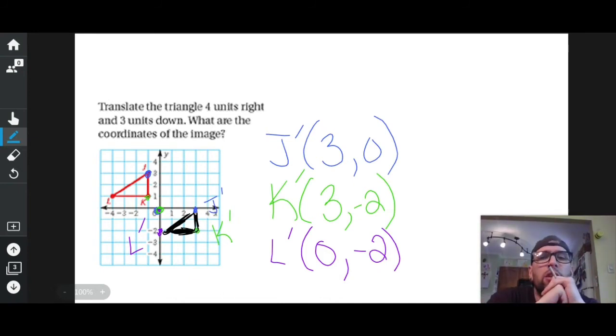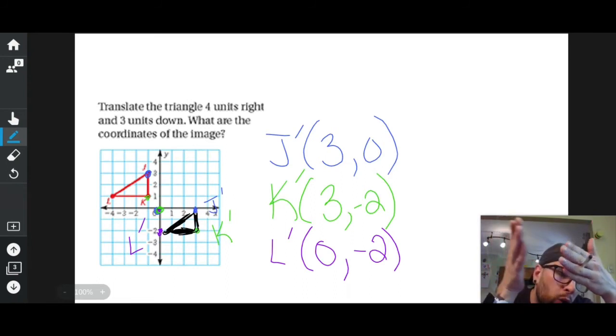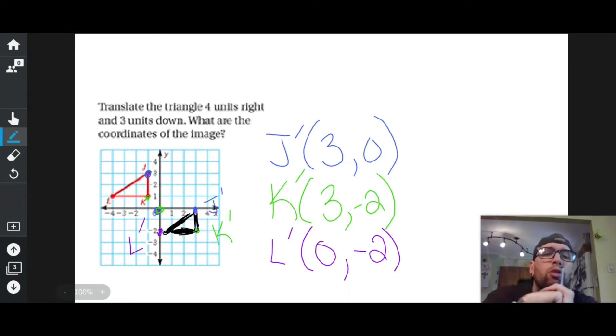So translating the triangle 4 units to the right and 3 units down just makes me take that one triangle and go same exact triangle. Shall we do it again?